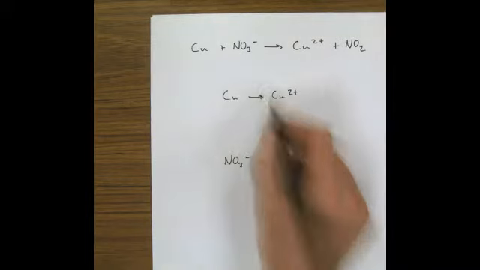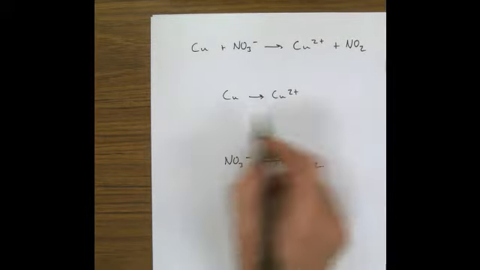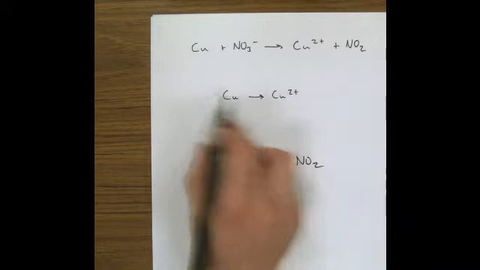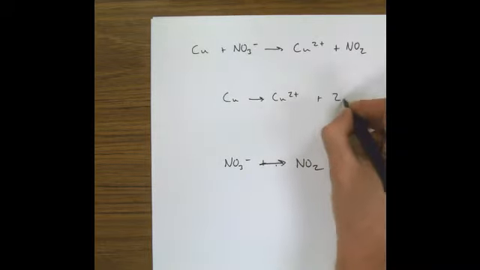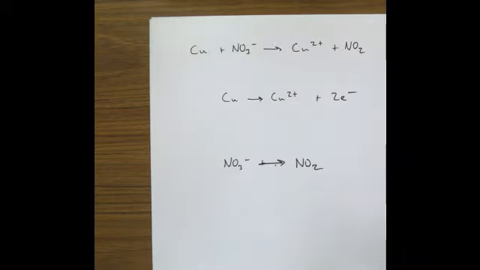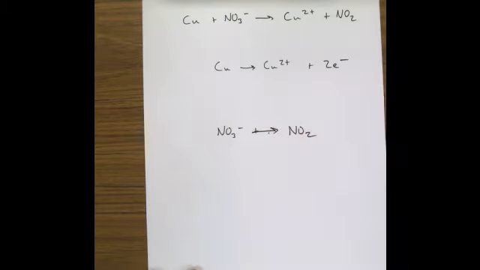Well, on the right side I have 2 positive. So to get this 2 positive to be neutral like the left side, I'm going to have to balance out that charge with 2 electrons on the right side. Done with that half reaction. Now let's go to the next half reaction.